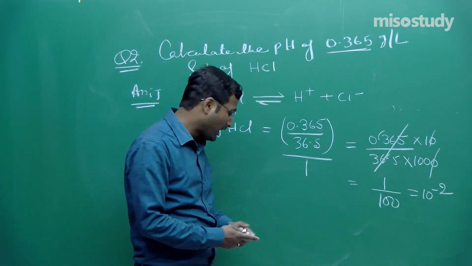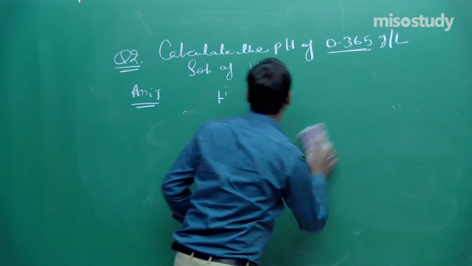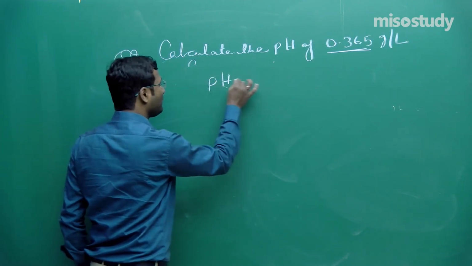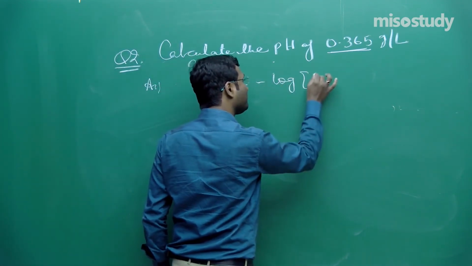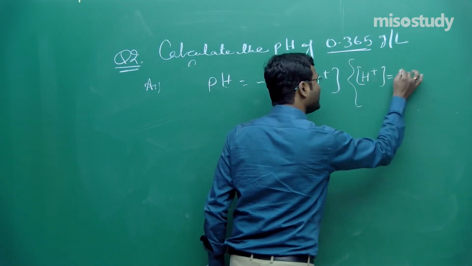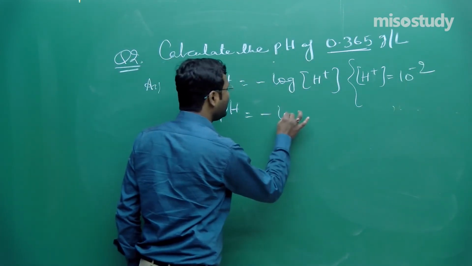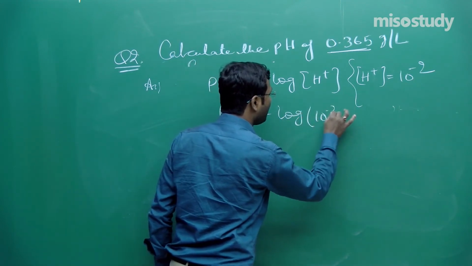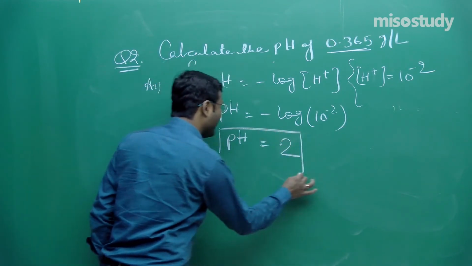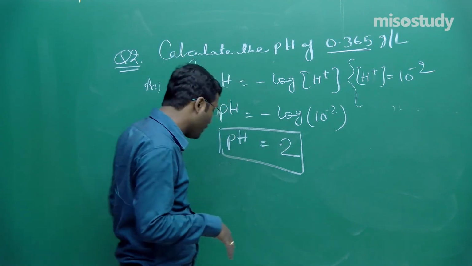Now it's very simple. What to do? Find the value of pH. The pH will be equal to minus log H plus ion concentration. The H plus ion concentration is 10 to the power minus 2. So the pH will be minus log 10 to the power minus 2. So the answer is 2. Are you getting my point? This is a simple question related to pH. Now I am moving to the next question.